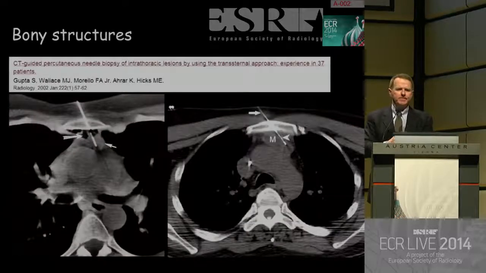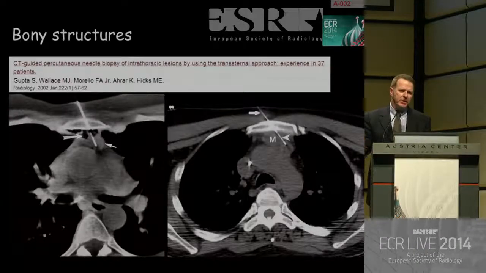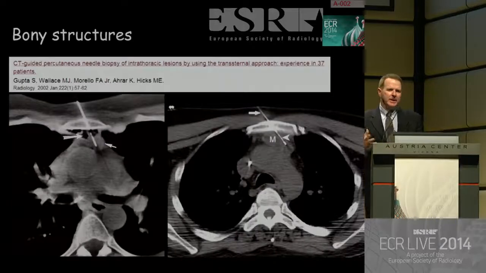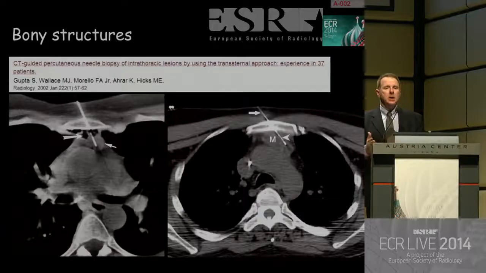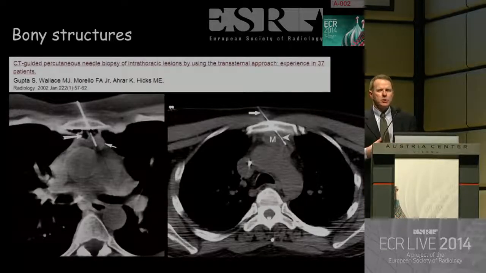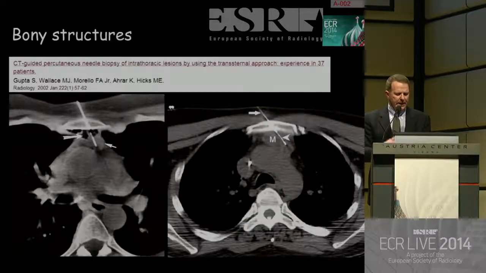Bony structures. We can go through pleura. We can't go through vessels. Sorry about that, I don't have a tip for going through the vessels. But we can go through bones. You can go through the sternum. Of course, you will have to use a larger needle to go through the sternum. I have taken this picture from the literature because we don't do that very often.